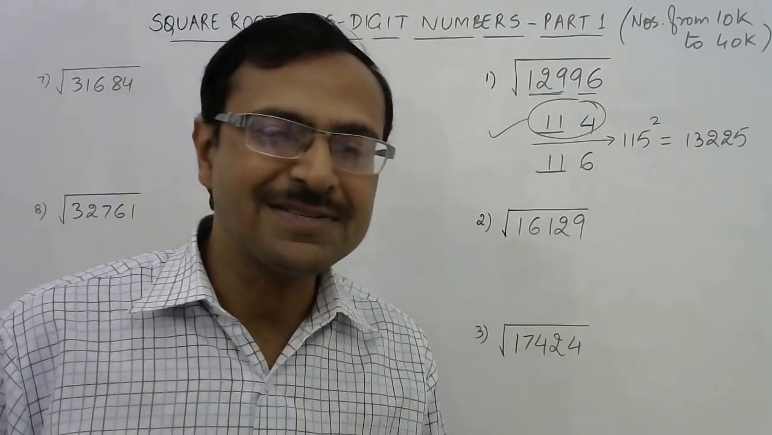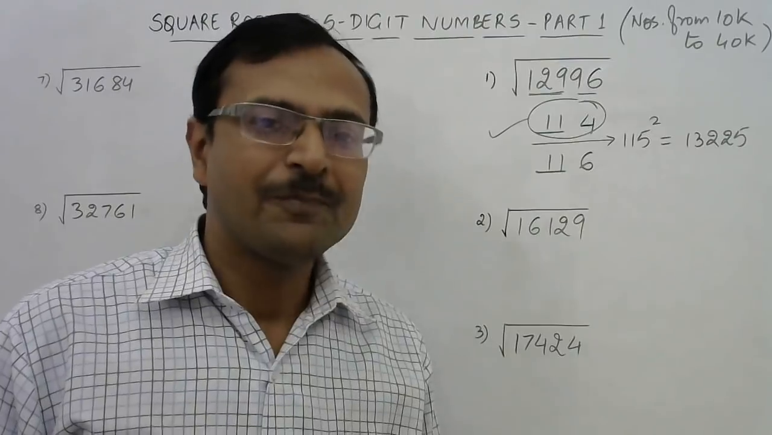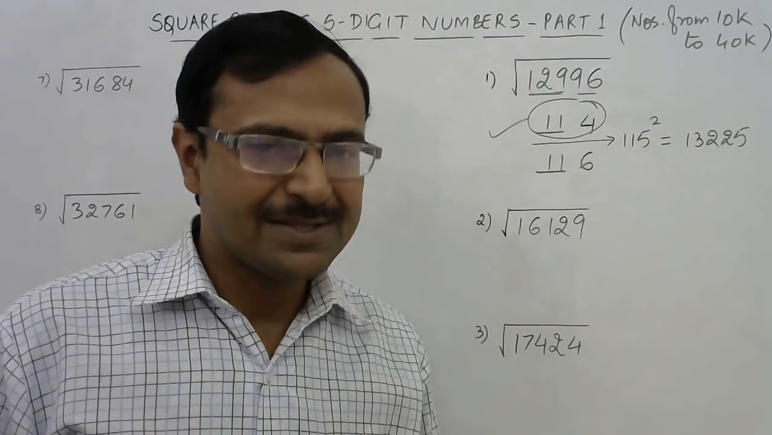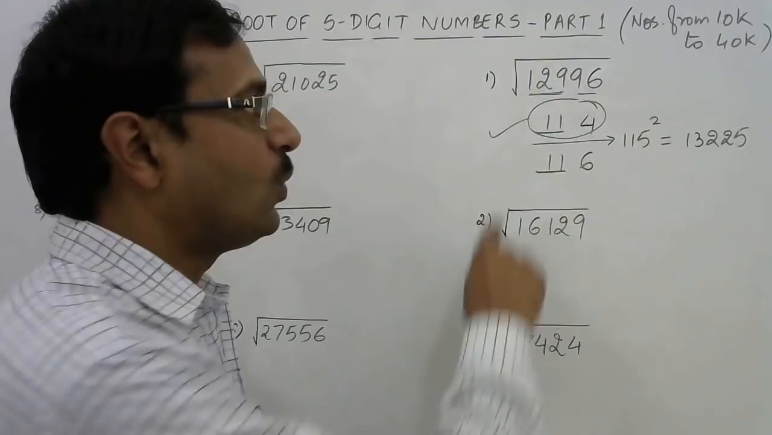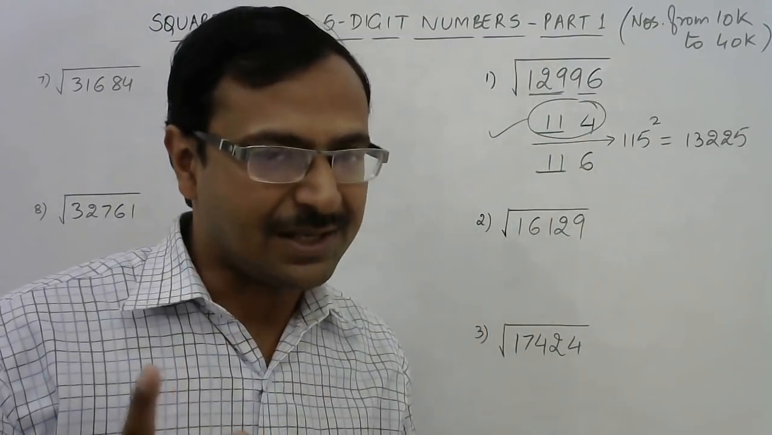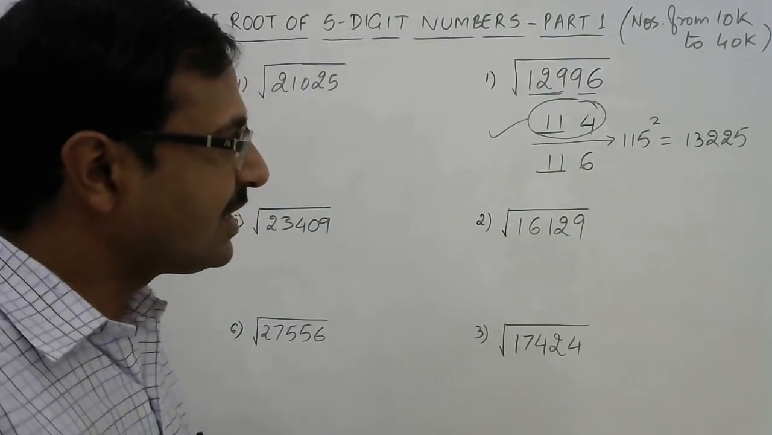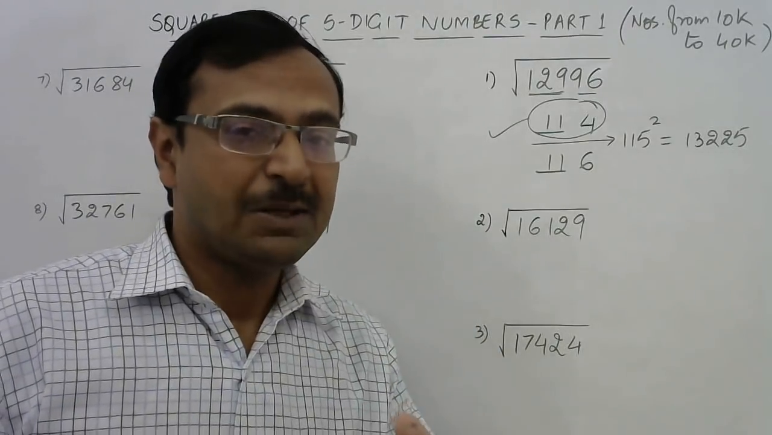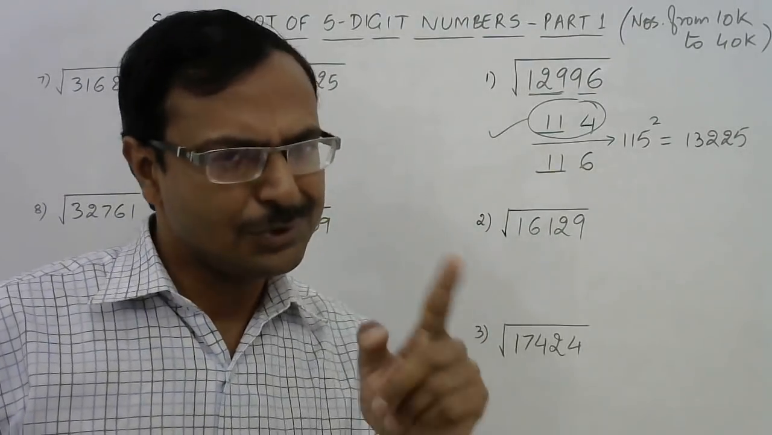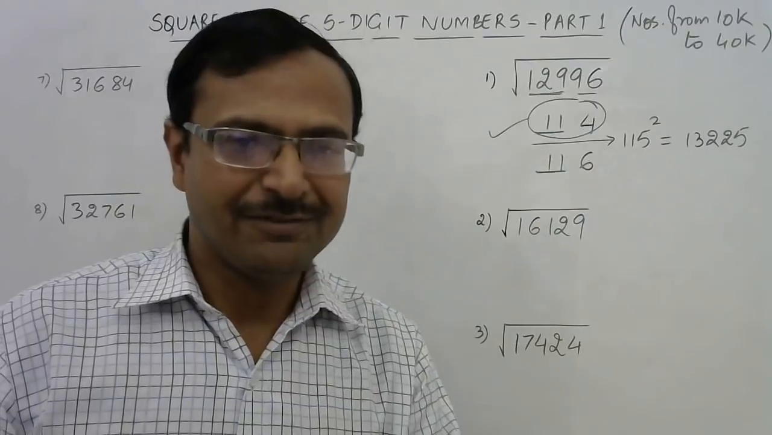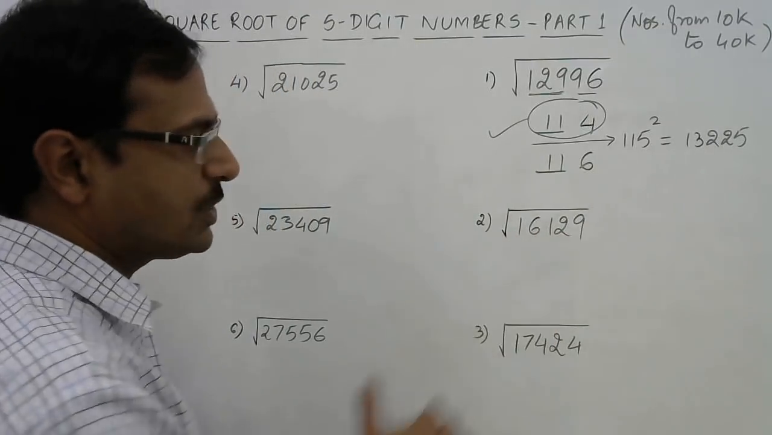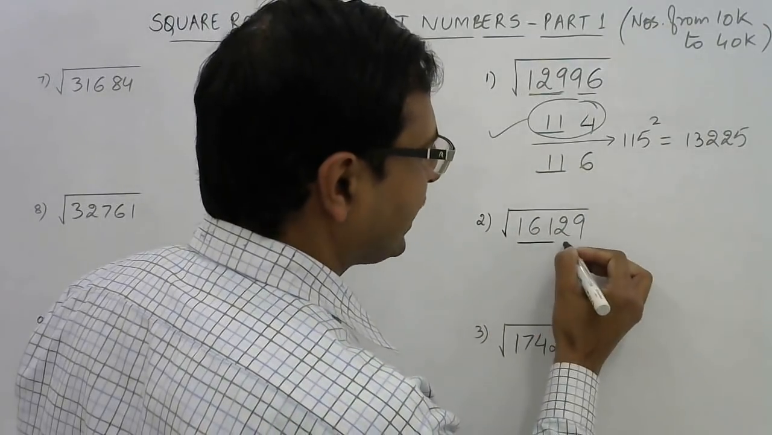Pick up your calculators and check. 114 multiplied by 114 is equal to, you will get the answer 12996. So at first it might look a little bit lengthy, but in subsequent examples you are going to feel very, very comfortable. Let's see. 16129. Now see 161 and 29.